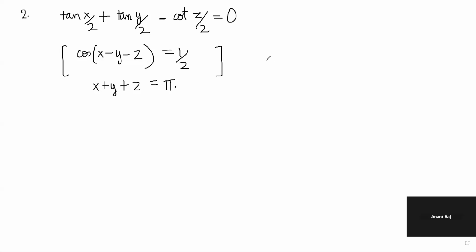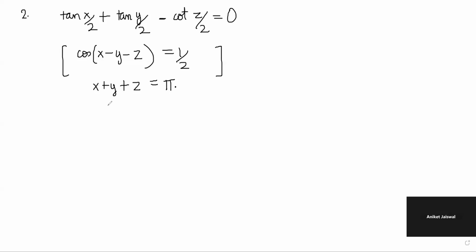Sir, I started doing it then. x plus y plus z equals pi. Then I divided the equation by 2. Then I took z by 2 to the other side. From there, I got tan of (x plus y) upon 2 equals tan of (pi minus z) upon 2. Then I applied tan(a plus b) on tan of x upon 2 plus y upon 2. From there, I got cot z by 2 equals tan x upon 2 plus tan y upon 2. What is your answer for x?